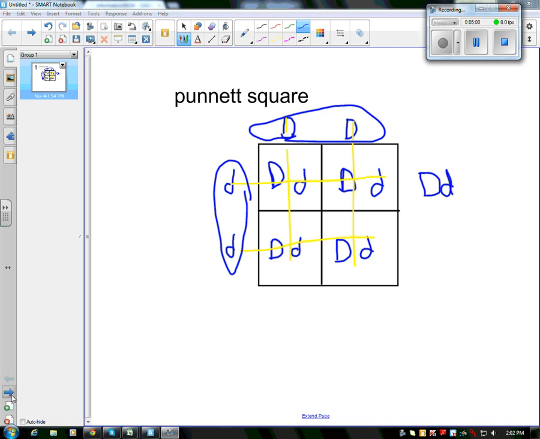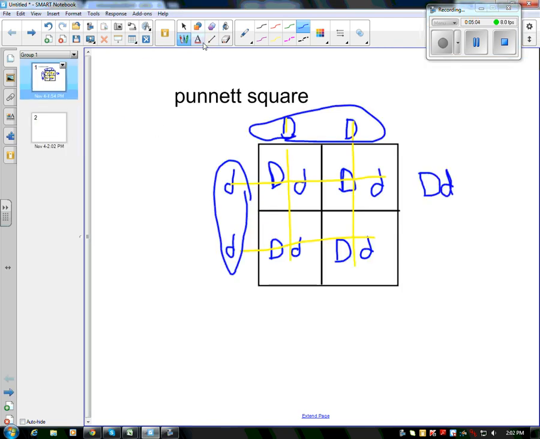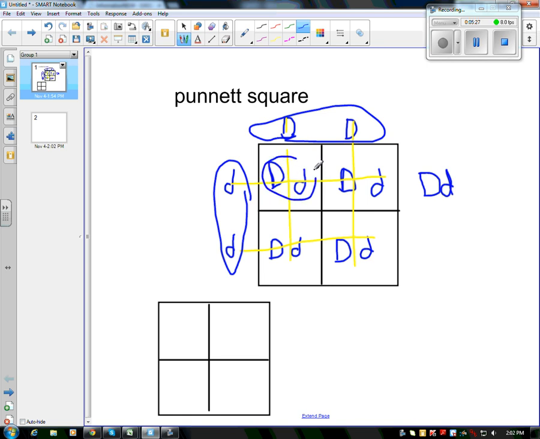Now let's go to another one. Let's make another Punnett square. I guess I should have left more room. All right, so now we take two of these offspring. Let's take this one and this one, and we're going to cross them.